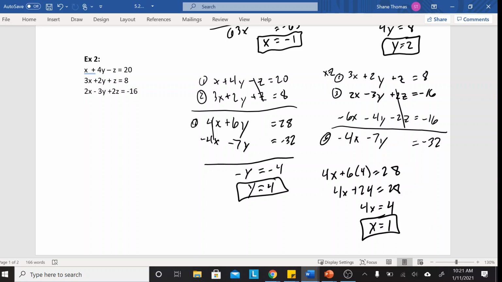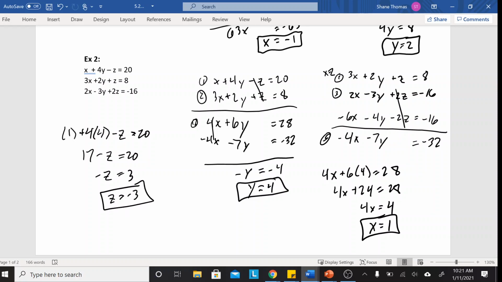Let's plug it back into one of the originals. I'm just going to plug it into number 1. Doesn't look too bad. So 1 plus 4 times y, which is 4, minus z equals 20. All right, so I have 1 and 16, which is going to be 17, minus z equals 20. Subtract the 17 over, so I'm going to have negative z equals 3, which means z is going to be negative 3. Boom. There we go. Questions?